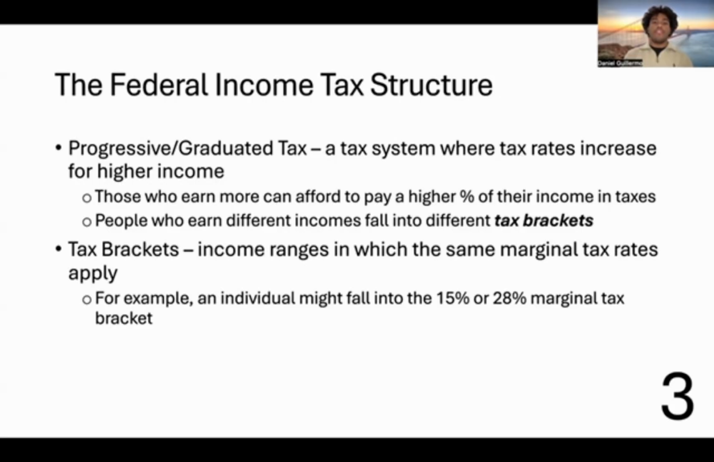We are under a progressive or graduated rate tax, a tax system where tax rates increase for higher income. So, those who earn more can afford to pay a higher percentage of their income in taxes. People who earn different incomes fall into different tax brackets. Tax brackets are income ranges in which the same marginal tax rates apply. For example, an individual might fall into the 15 or 28% marginal tax bracket.